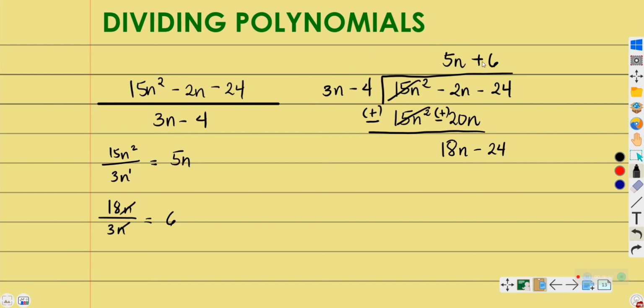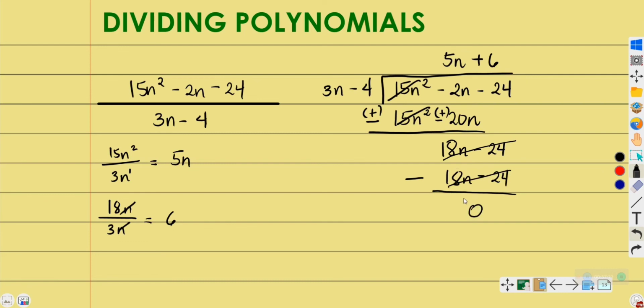6 times 3n. 6 times 3 is 18. And then, just copy n. Kasi wala namang variable yung 6. So, diba, bumalik lang siya sa 18n. And the next po, 6 times negative 4 is negative 24. And obviously, parehas yung minuend at subtrahend natin. Obvious naman po yan, diba? Maka-cancel na siya. Magiging 0 na po.